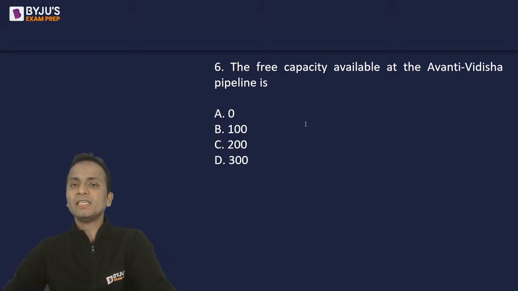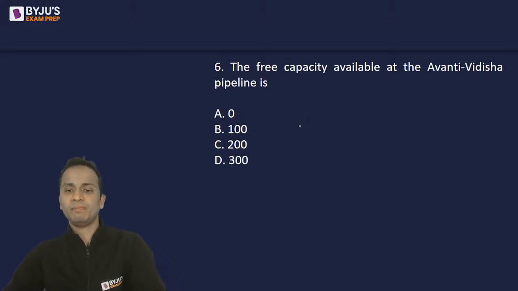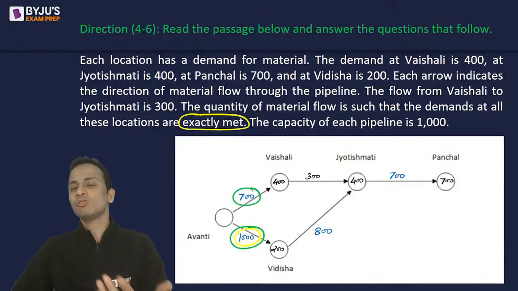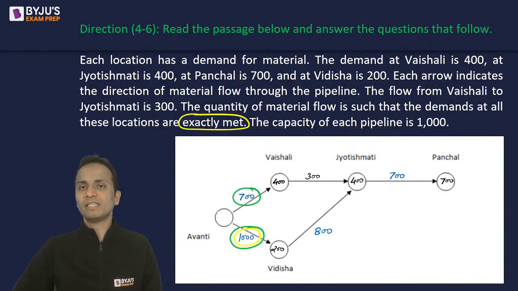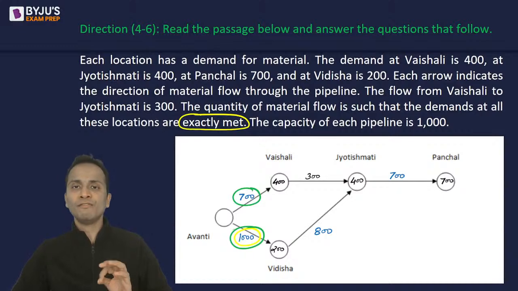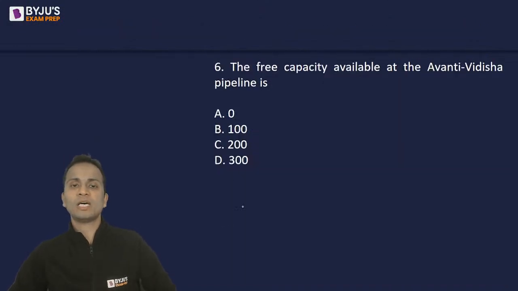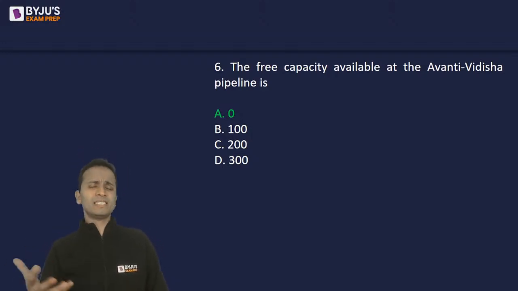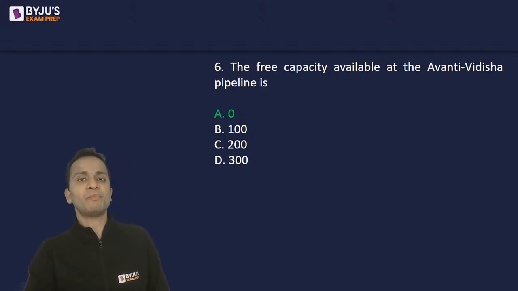The free capacity available at Avanti Vidisha pipeline. So Avanti Vidisha pipeline is this. Already 1000 is flowing, capacity is of 1000. So there is nothing free capacity left. So the answer should be 0. That is option A. Alright. So simple. This one was very easy. Okay. And this is the type of questions, yes, that we have seen in the previous year paper of CAT examination.